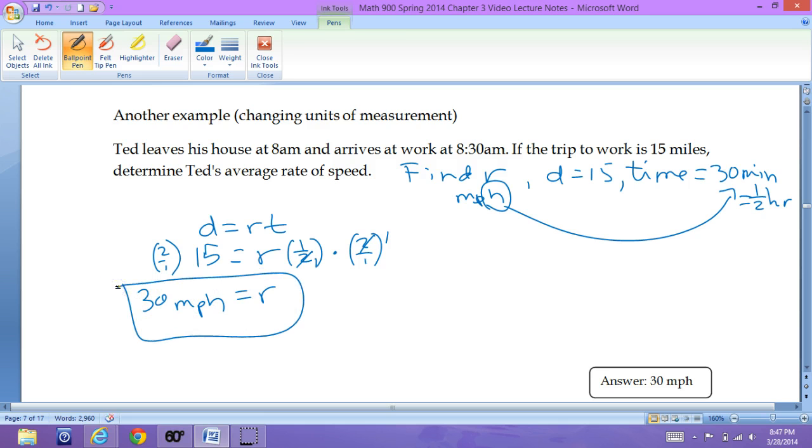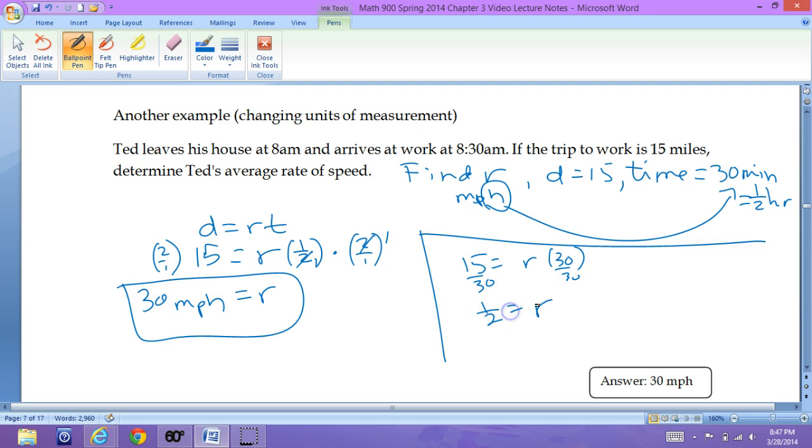He must be taking the streets to work, because it's just easier that way than taking the freeway. So let's see what would happen if you kept this 30 minutes. So we have our distance equals our rate times 30 minutes. And then we have to divide by 30. Well, what's 15 divided by 30? Half. So now our rate is a half. But a half of what?